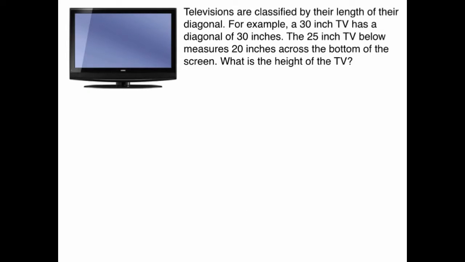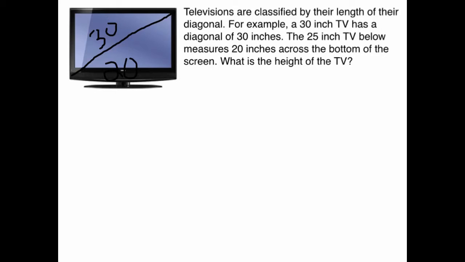Televisions are classified by their length of their diagonal. Diagonal means how long across it goes. For example, a 30-inch TV has a diagonal of 30 inches. Immediately, I'm going to go ahead and label that. The 25-inch TV below measures 20 inches across the bottom of the screen. Boom, I'm going to label that.